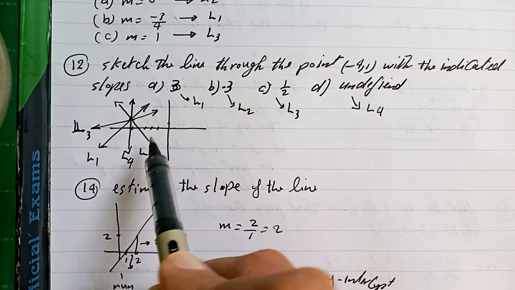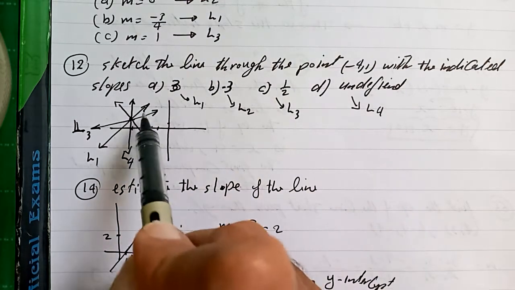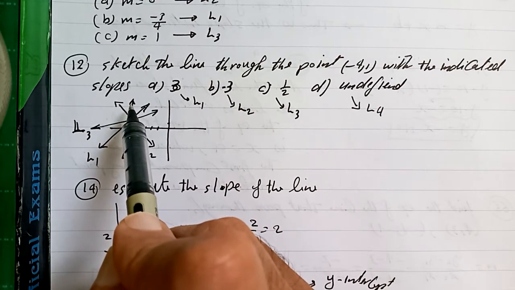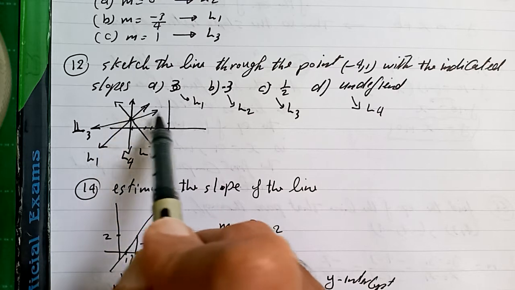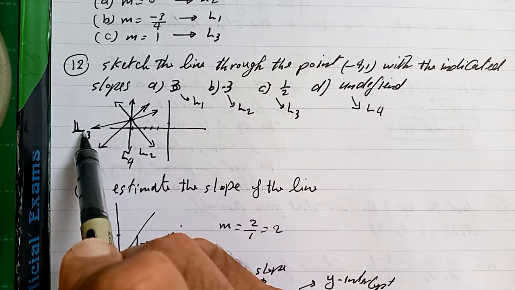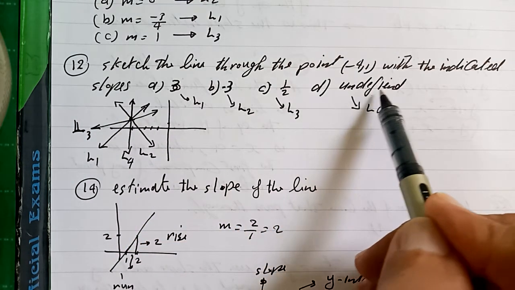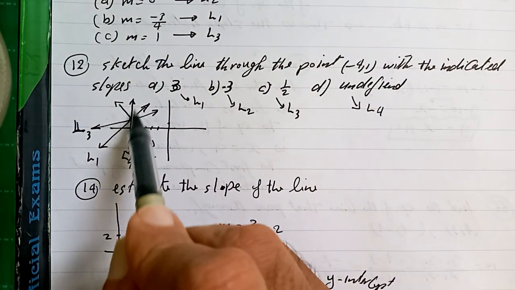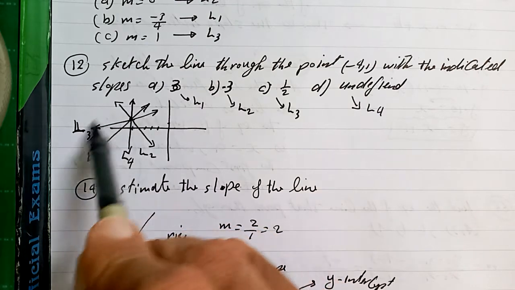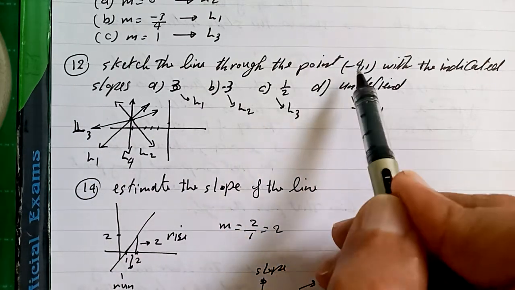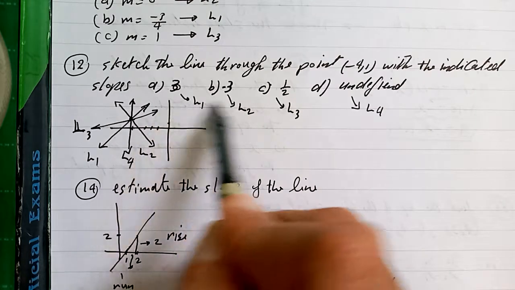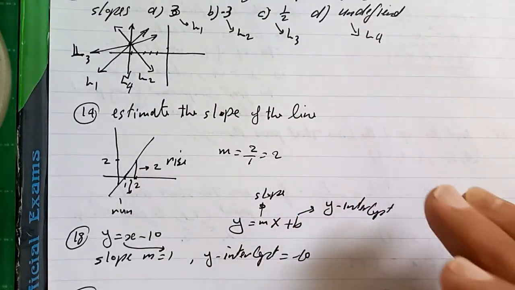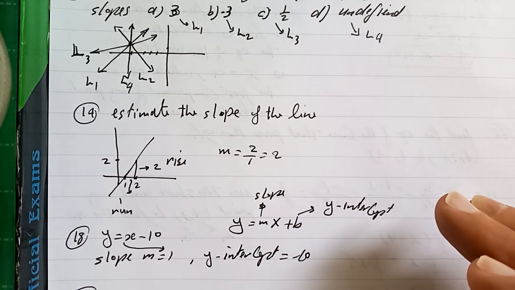You need to sketch these lines. Slope half means rise 1 and run 2, so it will be line 3. Undefined means a vertical line, which is line 4. So this is the sketch of the line that passes through negative 4 and 1 and has these slopes, in the same graph. Number 14: estimate the slope of the line.